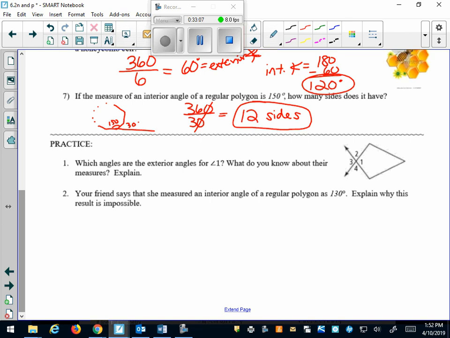Okay, so this first practice problem is just vocabulary. What are the exterior angles for angle 1? Which angles would be considered exterior angles to angle 1? Yeah. Go ahead, Nick. Angle 4 and angle 2 are the exterior angles because they form a linear pair with angle 1. So every angle actually has 2 possible exterior angles that can be formed.